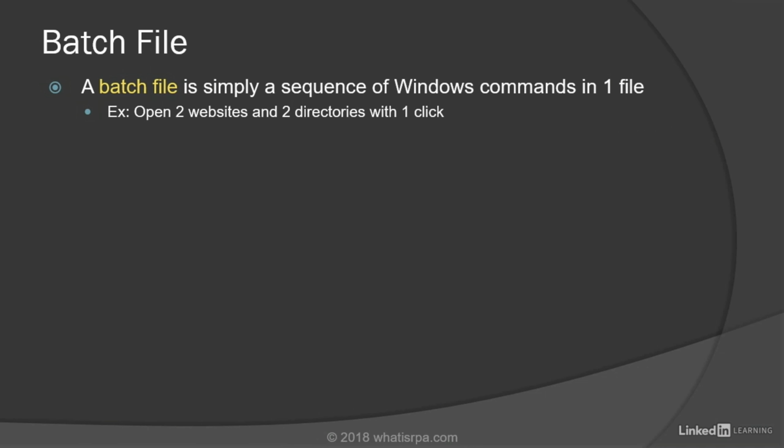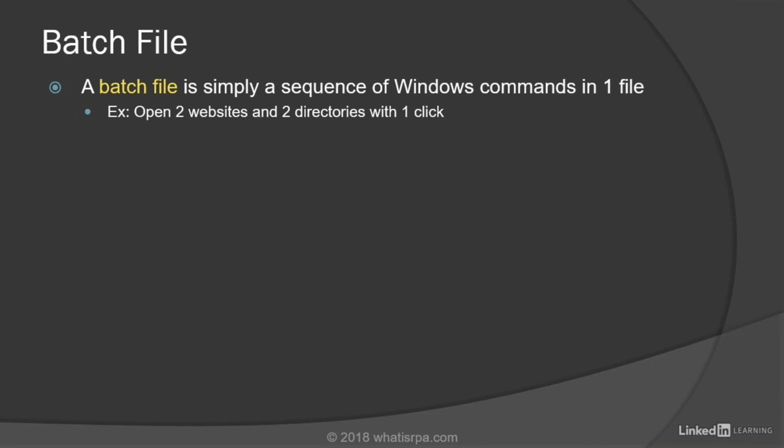So let's talk about batch files. A batch file is simply a sequence of Windows commands contained in one file. And as far as the sequence of commands goes, we could do something like opening up 2 different websites and 2 different directories with one click. Maybe you have a manual task that requires you to navigate to 2 different sites and have 2 different directories open to move files around.